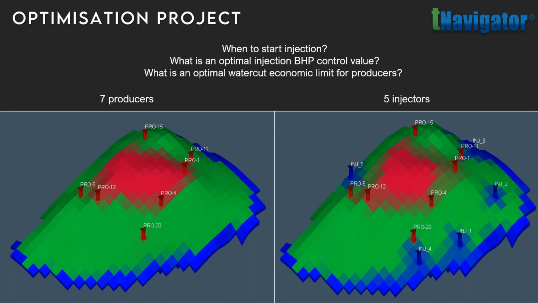To perform the optimization, we would like to answer the following questions. When to start the injection? What is the optimal injection BHP control value? And what is the optimal water cut economic limit for producers? So those are the questions for today that we will review in our demonstration as well. To answer these questions, we will introduce variables in our optimization study, and we will also use an optimization algorithm to search the parameter space to be able to converge towards the optimal solution.